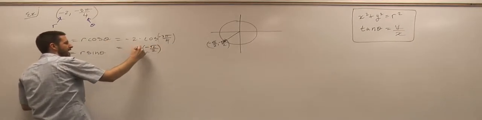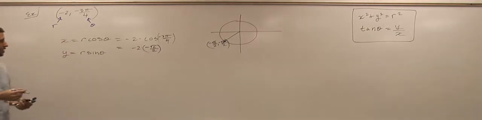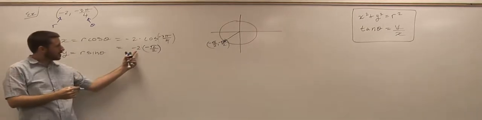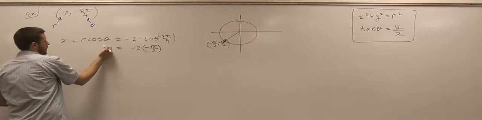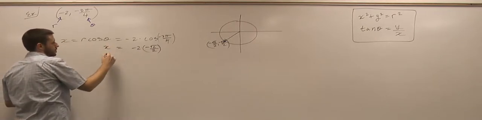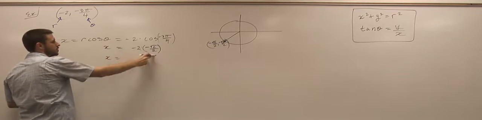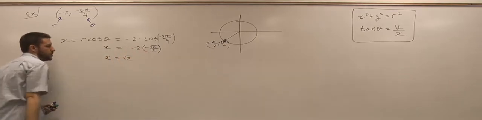I have my radius hanging out still. Then if I cancel my denominators and change it to a positive, I have my x coordinate. So the 2's cancel, becomes positive, x is root 2.